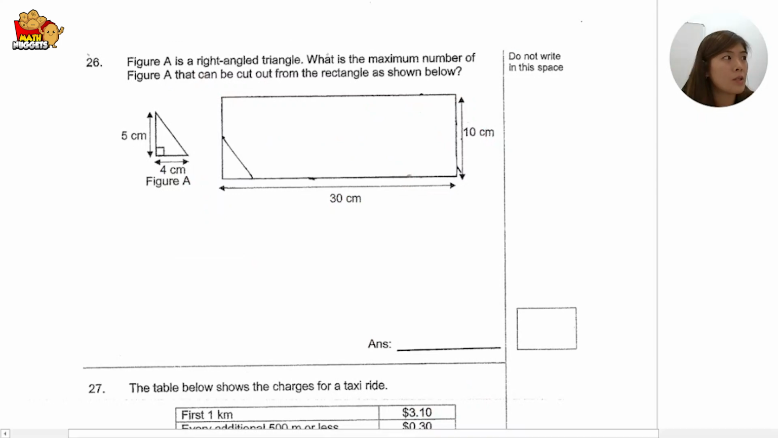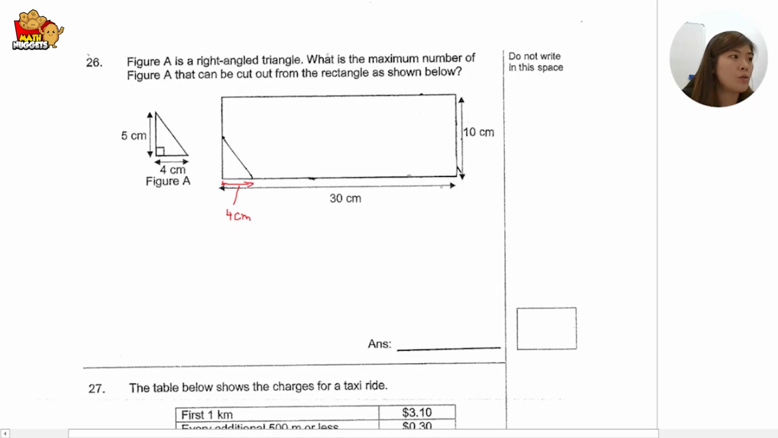For the next question, figure A is a right angle triangle. What is the maximum number of figure A that can be cut out from the rectangle as shown below? Like, how many of these triangles can I cut out from this whole rectangle? First up, this is the right angle triangle, correct? So here will be 4 cm.